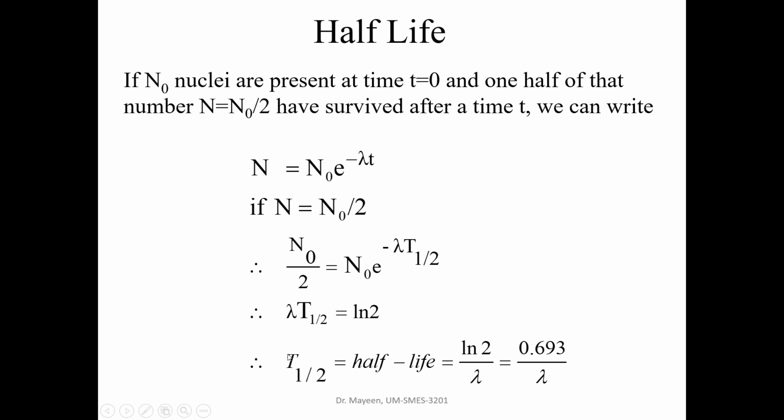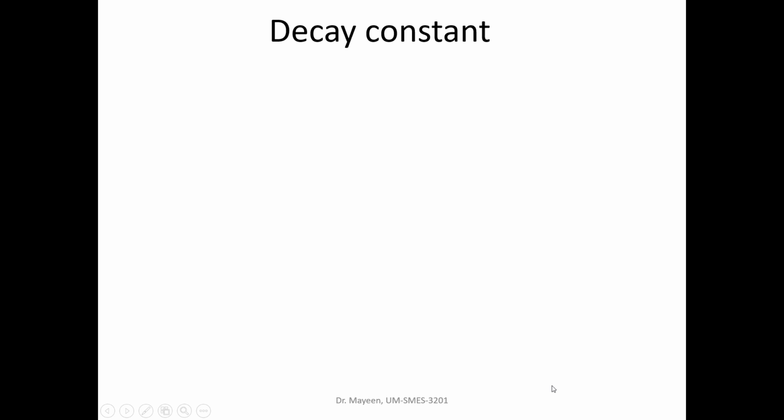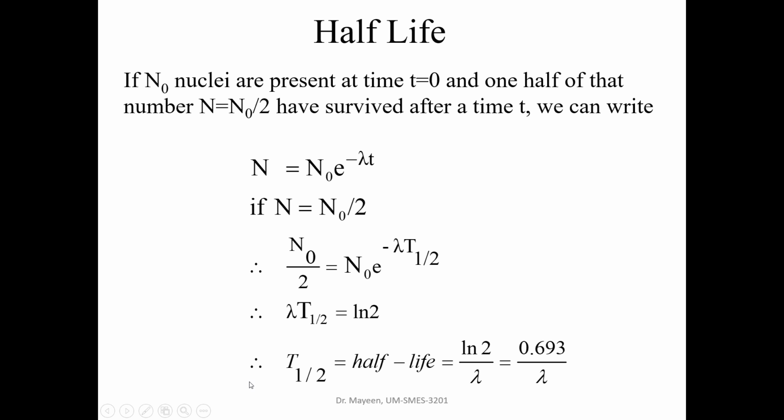That is half life, which we denote by capital T with the subscript 1 by 2, and that is equal to natural log 2 divided by lambda. The value of natural log 2 is 0.693, so it is 0.693 divided by lambda. So what is this lambda? This is basically the relation.